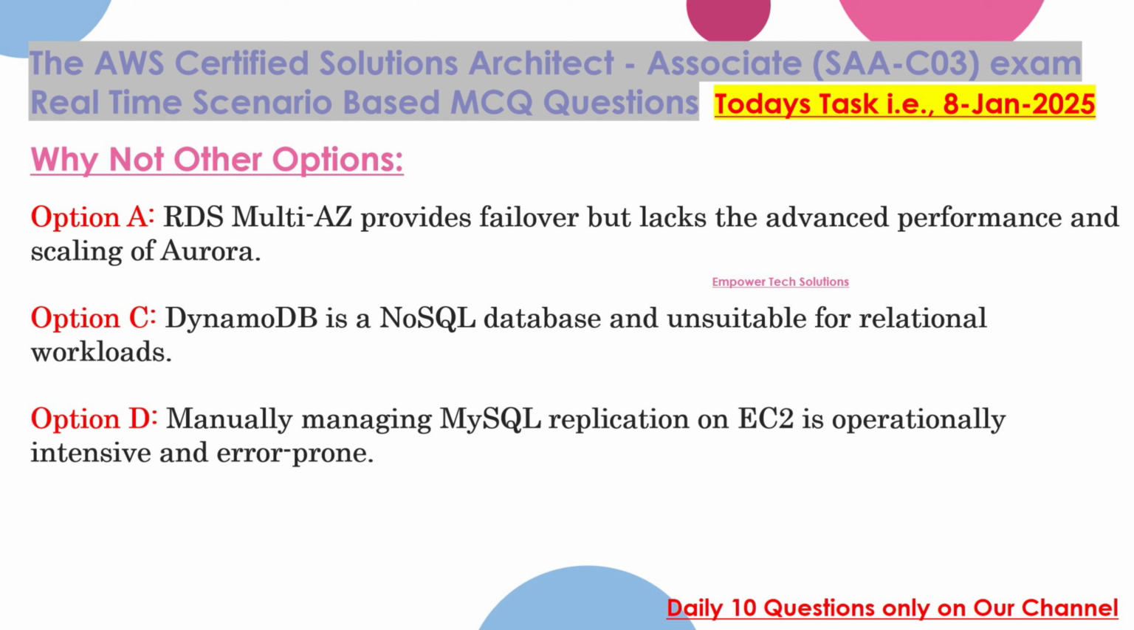Option C, DynamoDB is a NoSQL database and unsuitable for relational workloads. Option D, manually managing MySQL replication on EC2 is operationally intensive and error-prone.